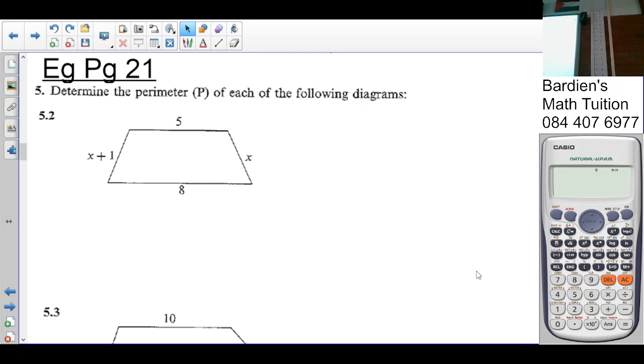Trapezium or trapezoid. It looks like it, no? Yes. Bottom 8. And 8 is at the bottom.